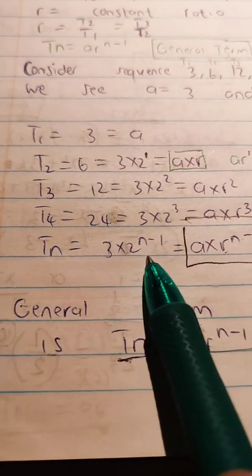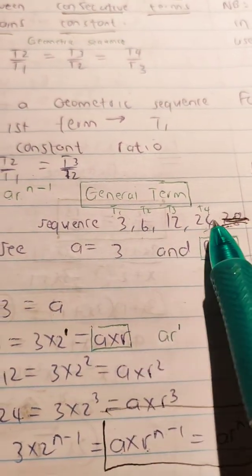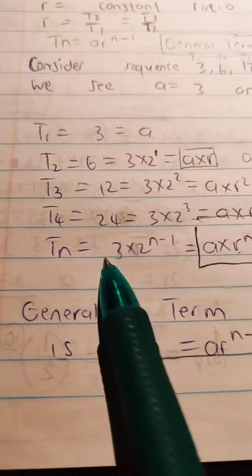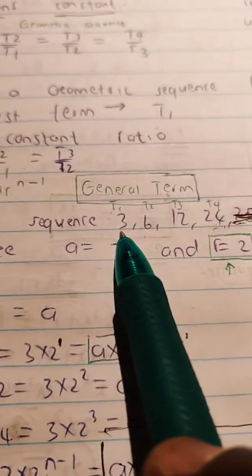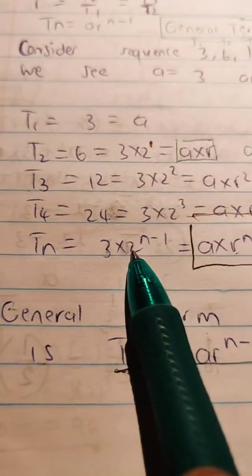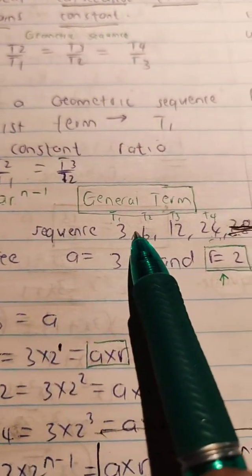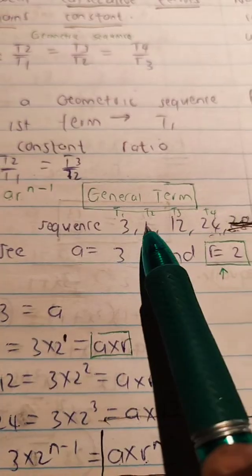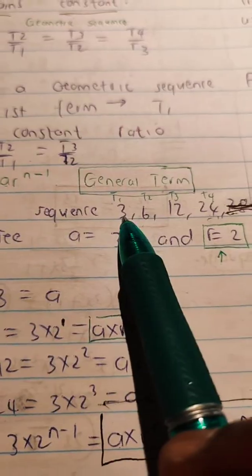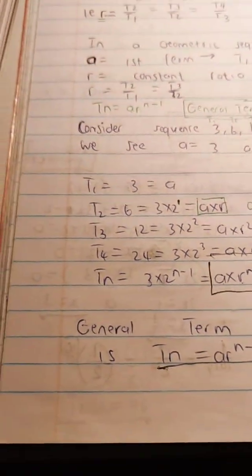So this would be the general term of my geometric sequence 3, 6, 12, and 24. Because in the place of A, I would substitute the first term, which in this case is 3. And then in the place of R, I would substitute my constant ratio. How do I calculate my constant ratio? It is term 2 divided by term 1, term 3 divided by term 2. The same value, which is 2, is what I multiply to the previous term to get the next and the next term.